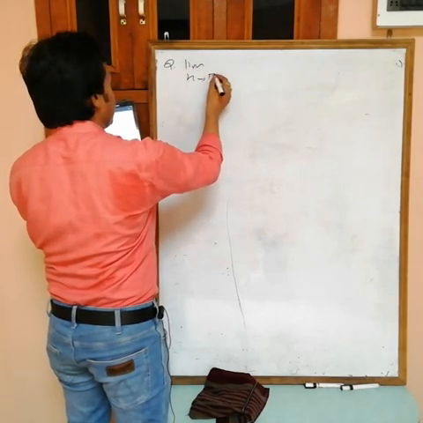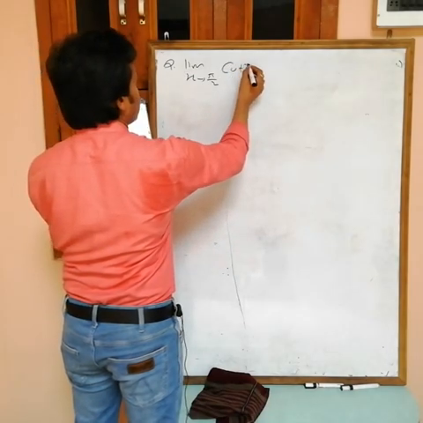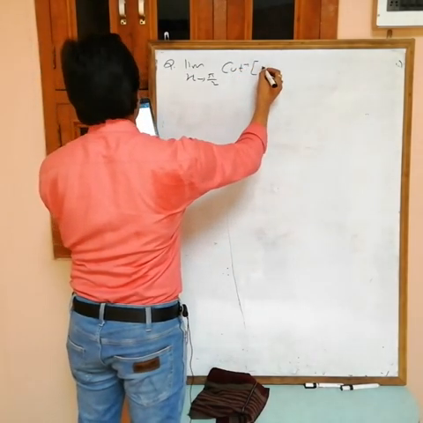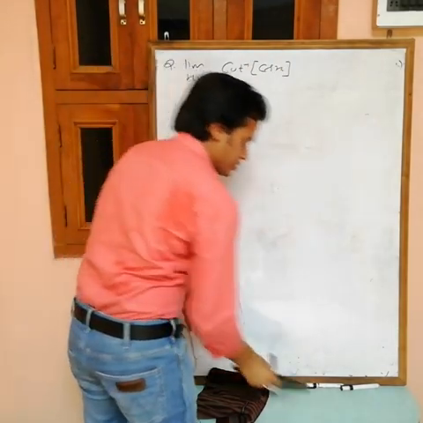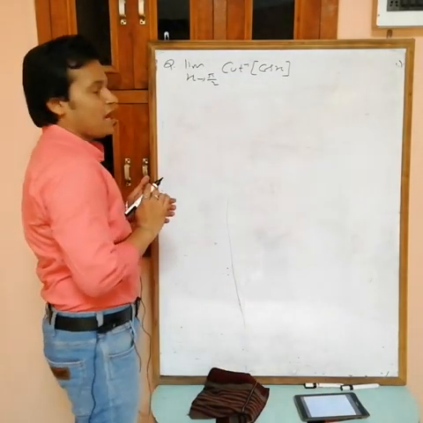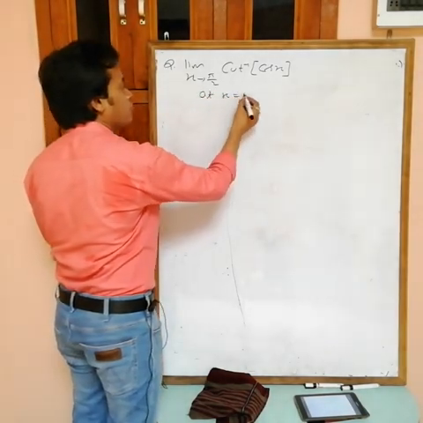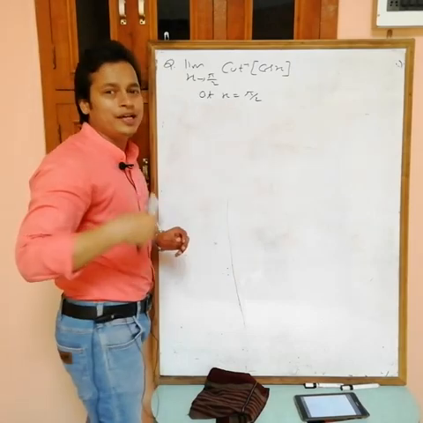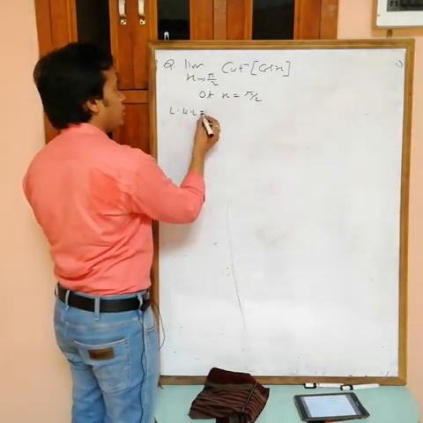Limit x tending to pi by 2, cot inverse of greatest integer of cos x. Okay, see. Now again, find at x equals pi by 2. What do we want? We want LHL and RHL both. So first I am finding LHL.